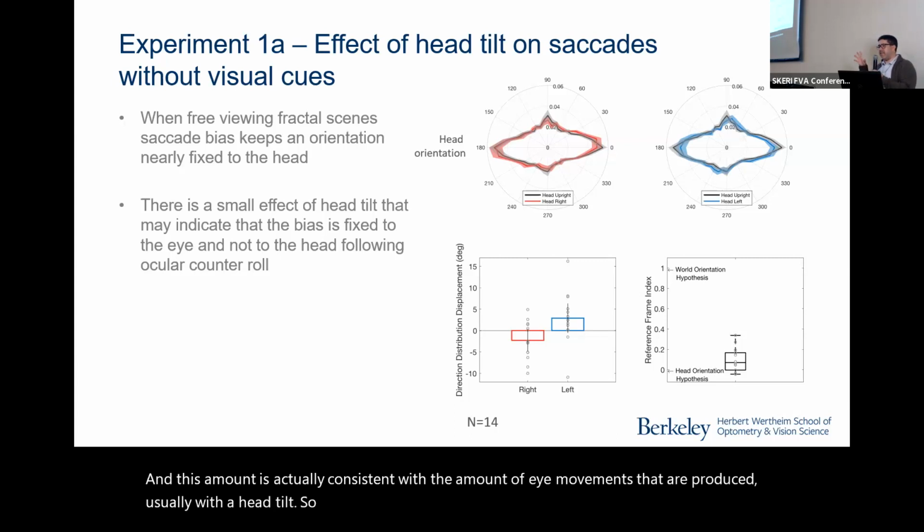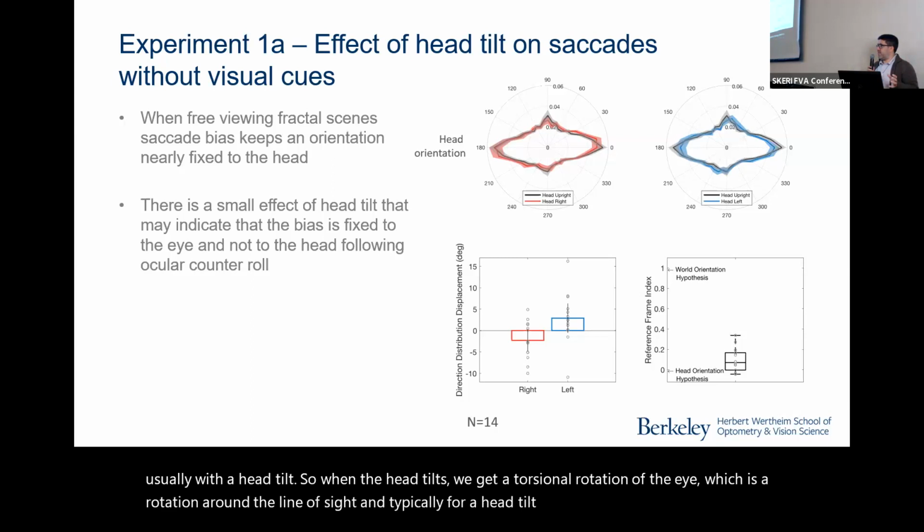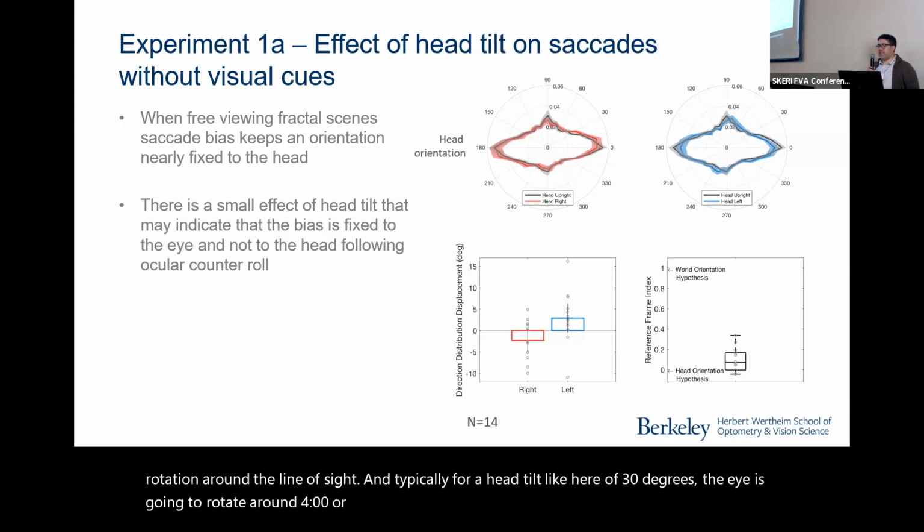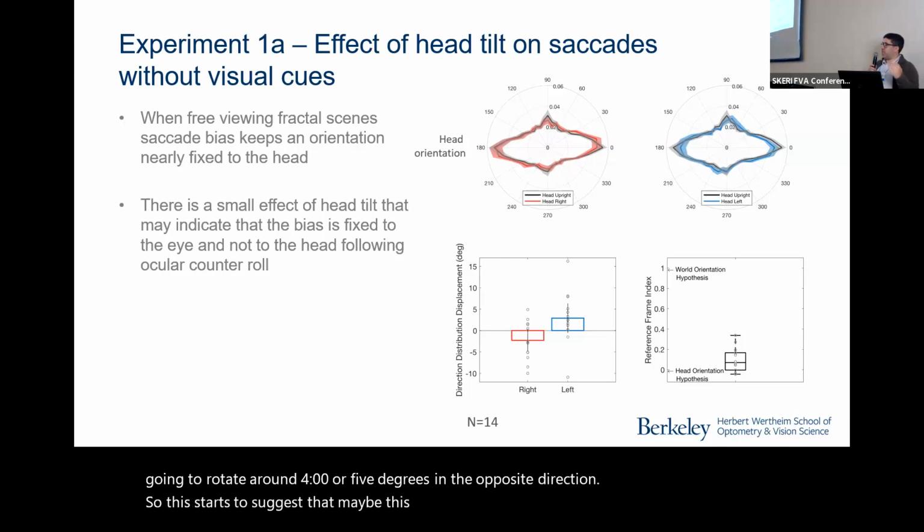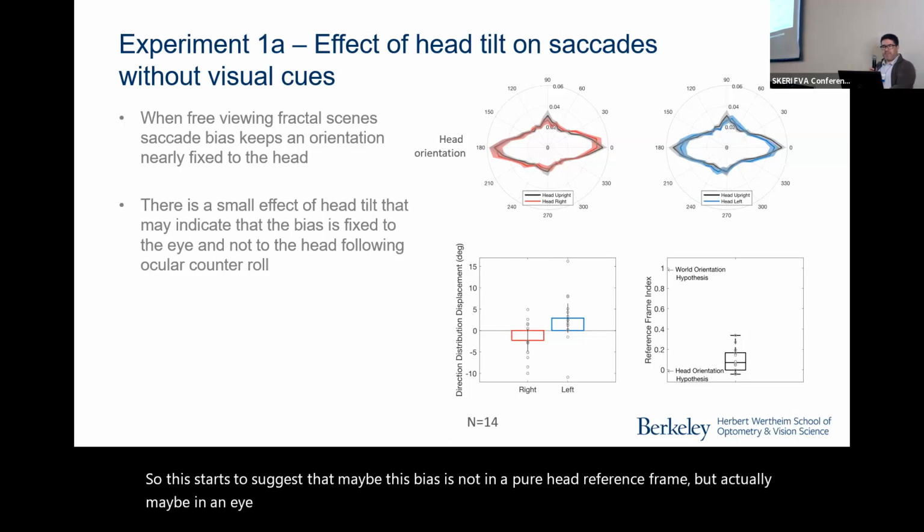So when the head tilts, we get a torsional rotation of the eye, which is a rotation around the line of sight. And typically for a head tilt like here of 30 degrees, the eye is going to rotate around 4 or 5 degrees in the opposite direction. So this starts to suggest that maybe this bias is not in a pure head reference frame, but actually maybe in an eye reference frame.